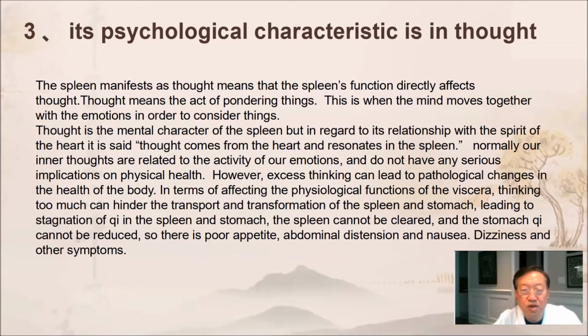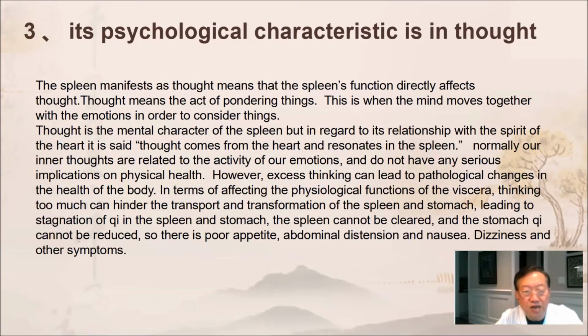3. Its psychological characteristic is thought. The spleen manifests as thought means that the spleen's function directly affects thought. Thought means the act of pondering things. This is when the mind moves together with the emotions in order to consider things. Thought is the mental character of the spleen, but in regard to its relationship with the spirit of the heart, it's said, thought comes from the heart and resonates in the spleen.